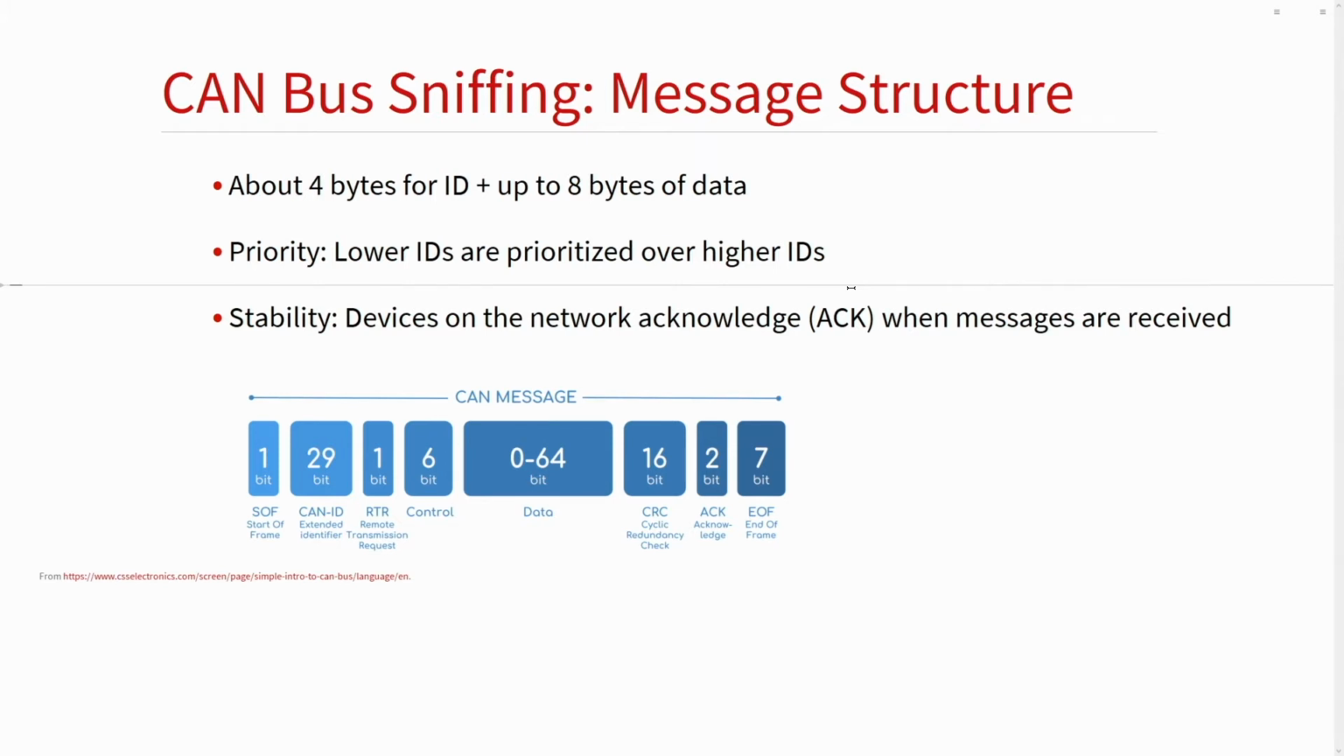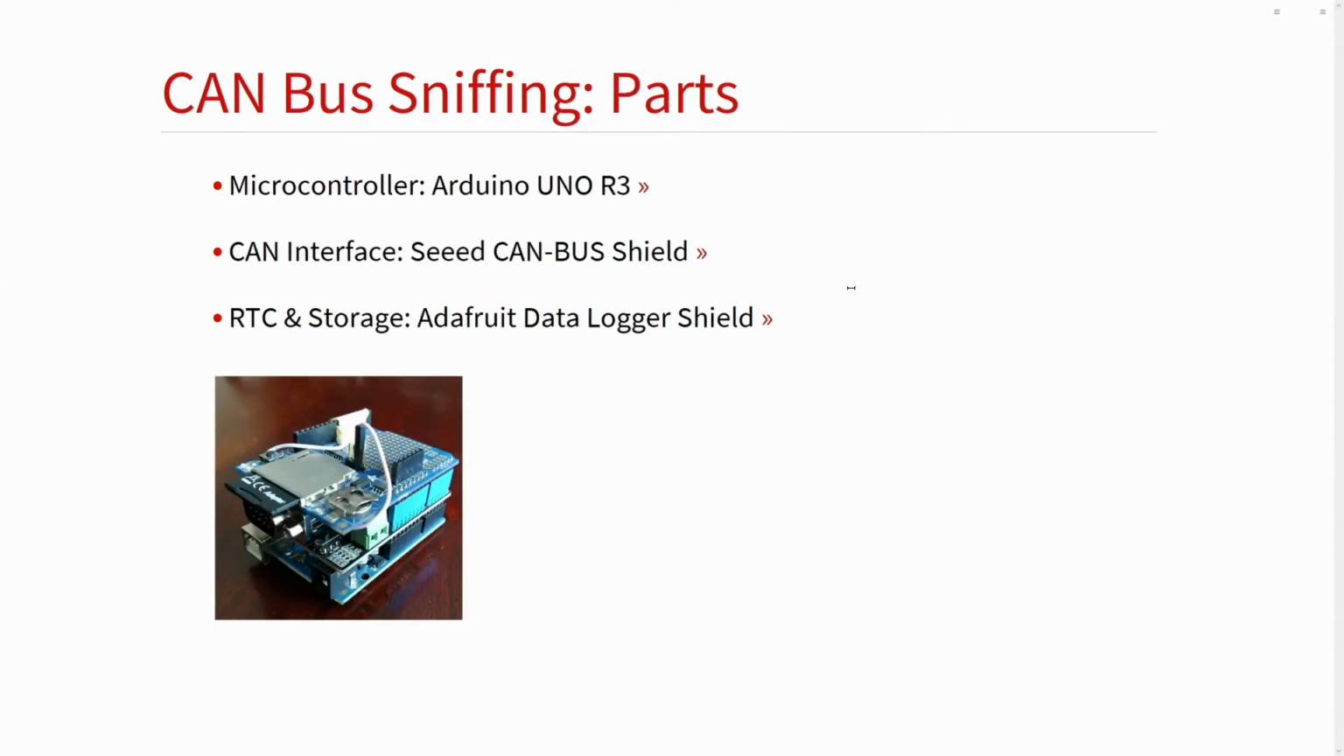Basically, in a nutshell, all you really need to get from this is there's basically 12 bytes of important information, 4 for the ID and up to 8 for the actual data itself. So how did I do this?